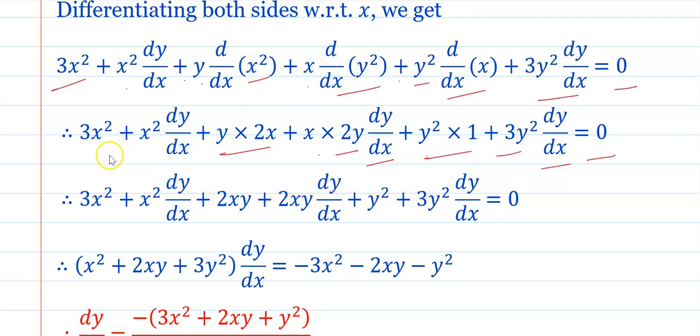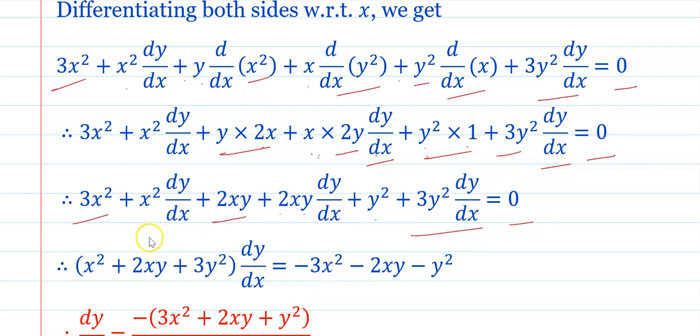Now collect the terms of dy by dx on one side. The first is a simplification करणार. 3x square plus x square into dy by dx. या दोघांचं multiplication, that you will get 2xy. Okay, the multiplication of these three terms, that is a 2x into y into dy by dx plus y square into 1, that is y square. Next, 3y square into dy by dx. Okay, and that's equals to 0.